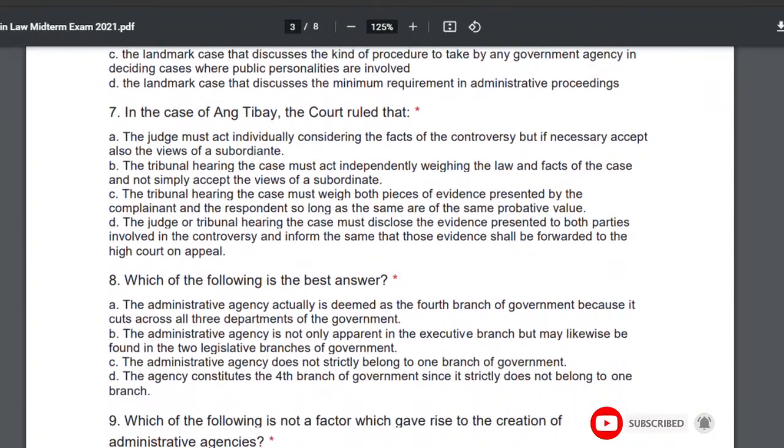Number 7, in the case of Ang Tibay, the court ruled that A, the judge must act individually, considering the facts of the controversy, but if necessary, accept also the views of a subordinate. Wrong spelling.